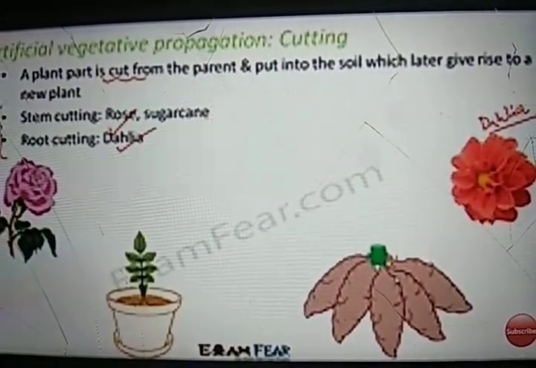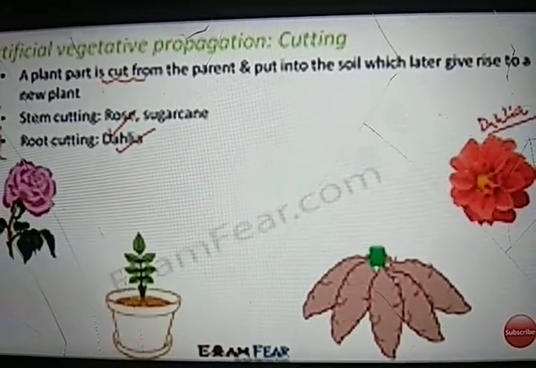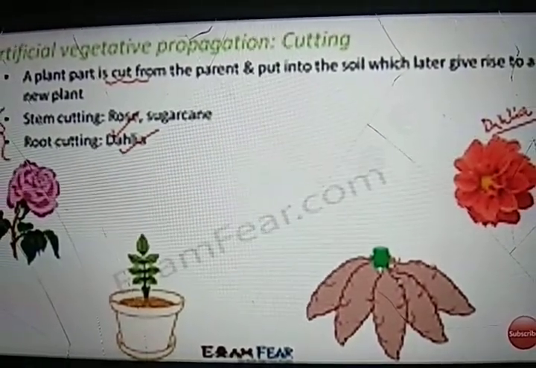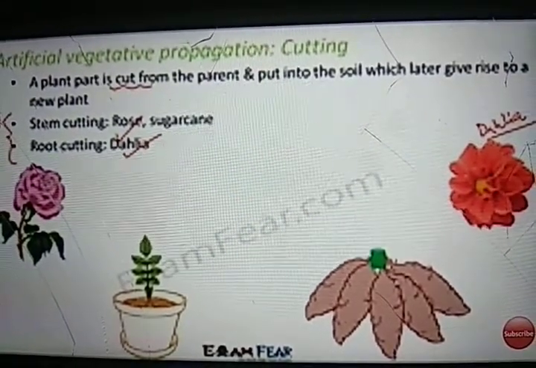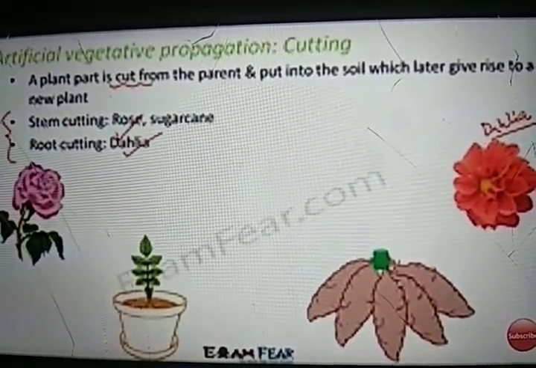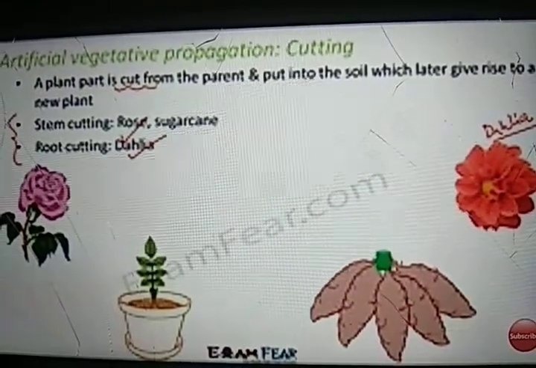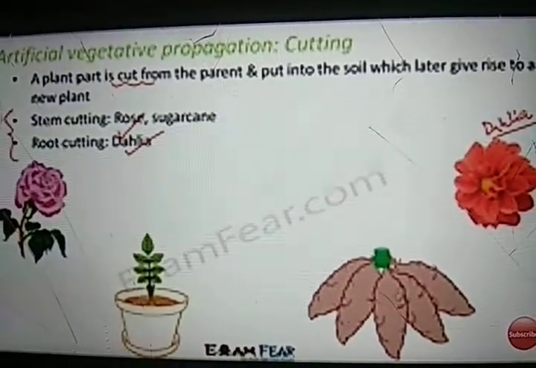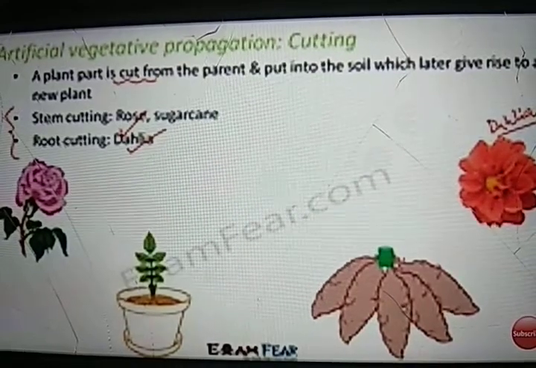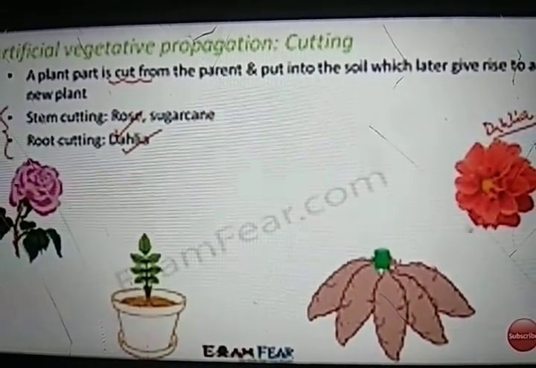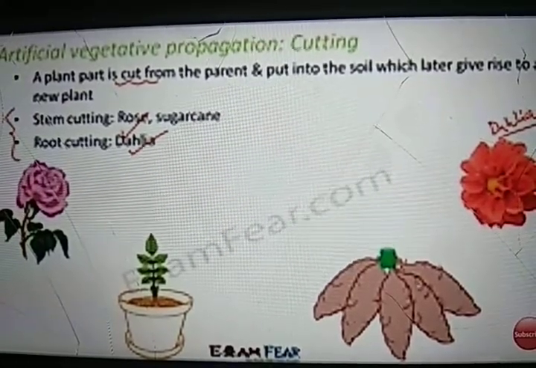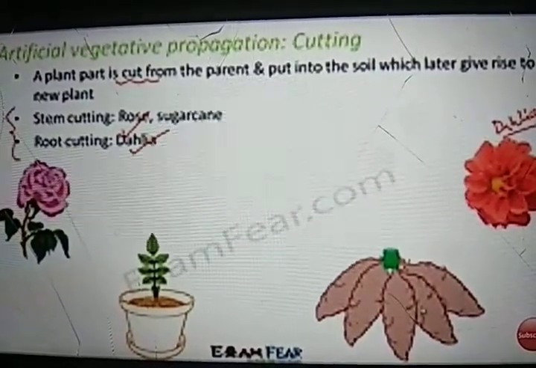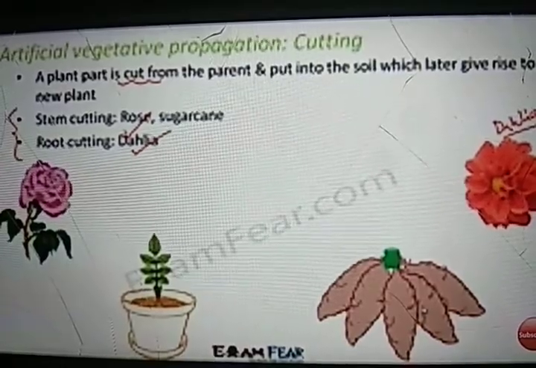These are the modified roots. You remember why we are talking about natural vegetative propagation? We said that it can happen with the help of roots. So dahlia is such an example where vegetative propagation takes place through roots. And they are capable of bearing buds, so they can give rise to a new plant. In this case, we have to cut the root and put it into the soil, and over a period of time it gives rise to a new plant.